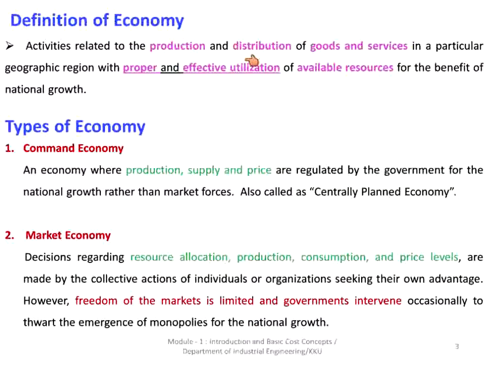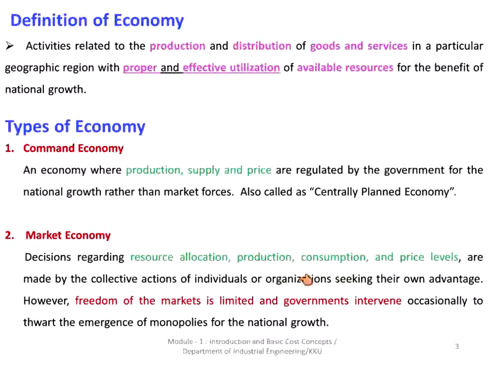So, now you know what is economy. In this slide I'm just going back to this slide only. In this slide, you know what is economy: production and distribution of goods and services by proper and effective utilization of available resources for the benefit of national growth. Fine. And you know two types of economy. One is command economy, where the government is fully involved to decide how much to produce, how much to supply, what should be the price. This command economy is also called a centrally planned economy.